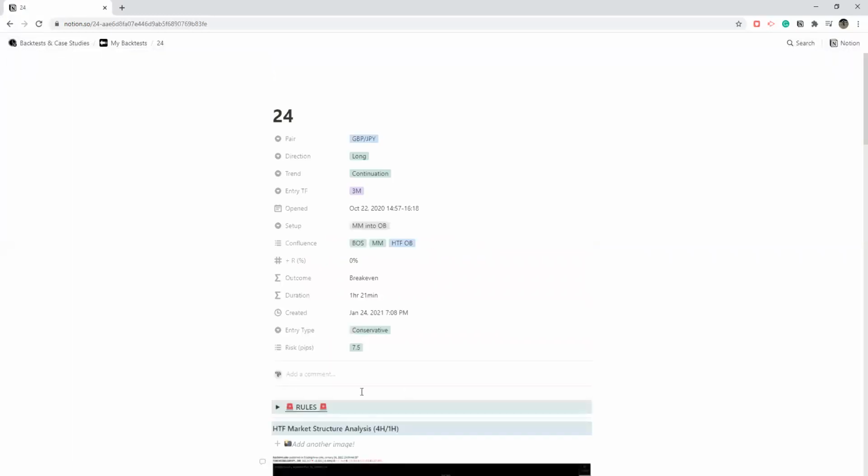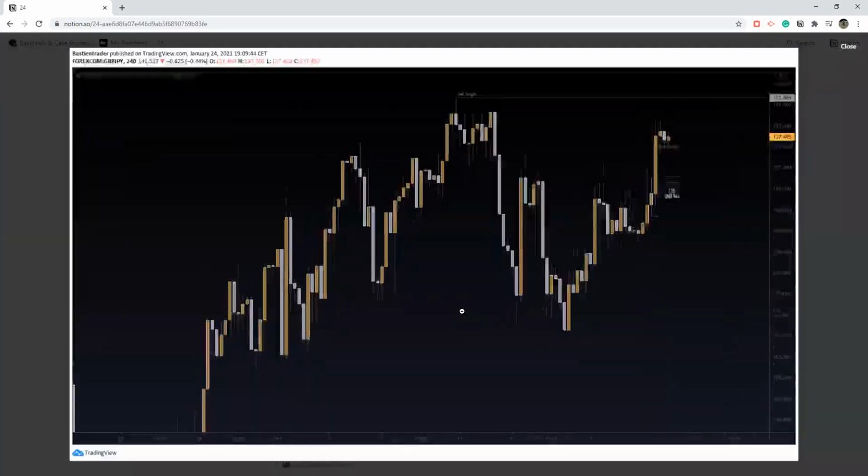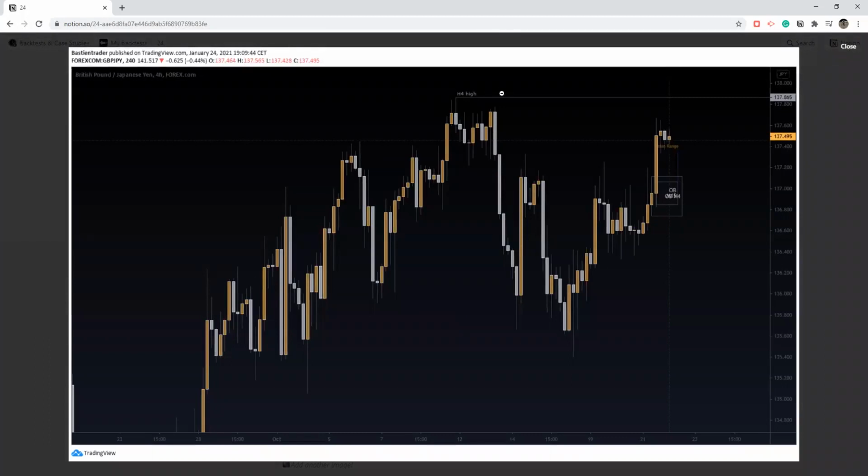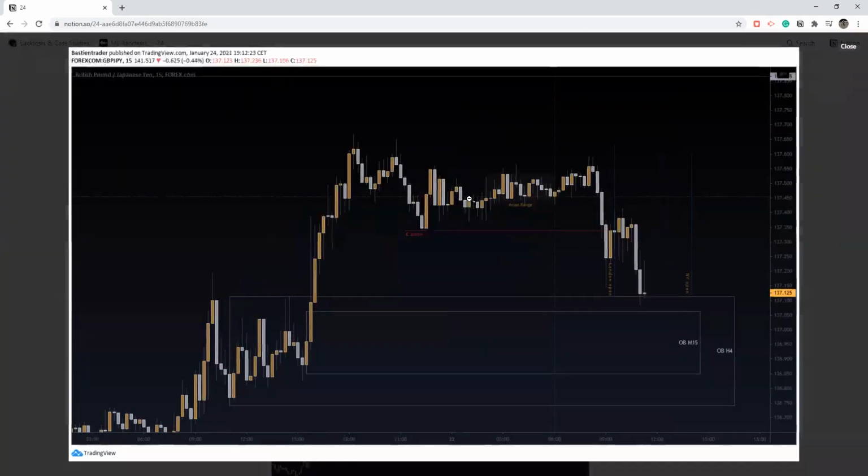GJ. Let's see. You're starting with GJ here. Overall market is trending up, approaching towards high zone, waiting for retracement before a buy. Yeah, so it's reaching into the highs right now. You have the OBs sitting in right there, and maybe you can look for a retracement trade, a short, or maybe look for the long to go up. That could be the plan. But yes, as you can see, the market is tapping into the lows again.